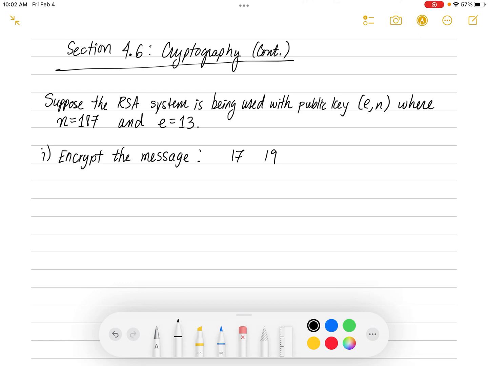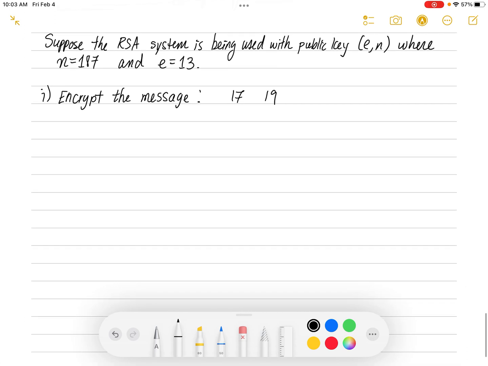Well, in this video, I'm still in cryptography, and I'm looking at RSA encoding and decoding. So we have a practical problem here. Suppose the RSA system is being used with a public key. We have a published public key E, N, where N, the modulus part, is 187, and E, the exponent part, is 13.